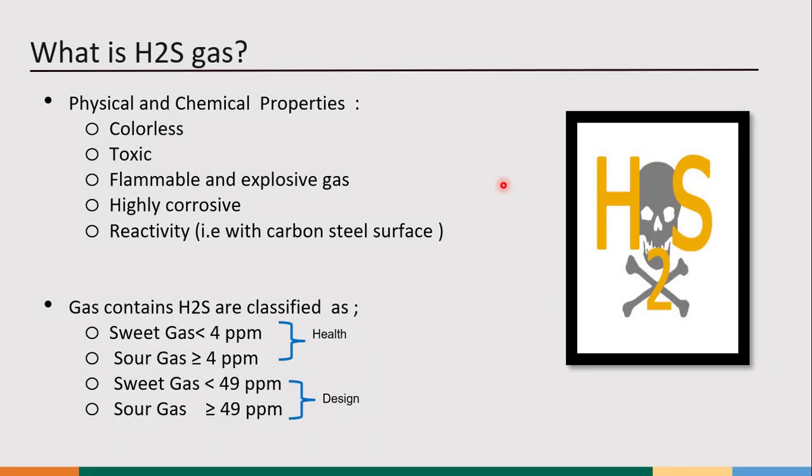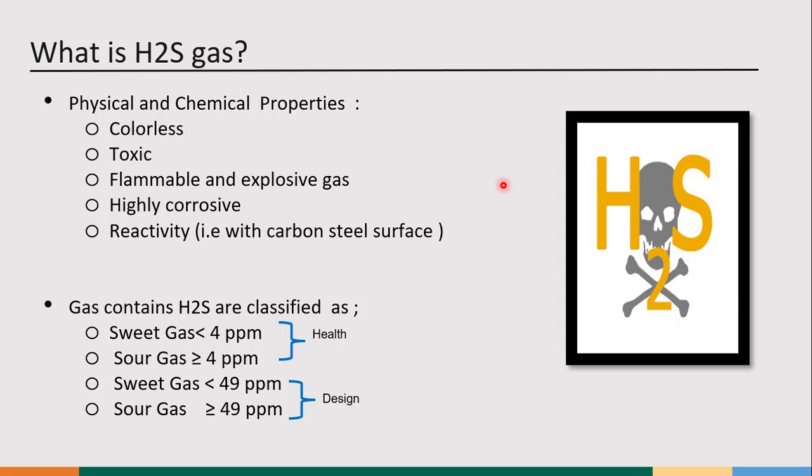Since we are in the basics, this topic is now H2S gas. What is H2S gas? H2S gas is colorless, toxic, and flammable. Its flammability limits are somewhere from 4.3 to 46, LEL and UEL. Correct me if I'm wrong in the comments. I'm not good at remembering the exact numbers. It's highly corrosive, and that's why we have to remove it. It reacts with the carbon steel surface. It can cause pitting corrosion, which is worse than other corrosion, because pitting corrosion creates holes.